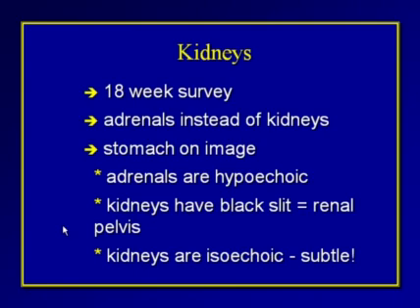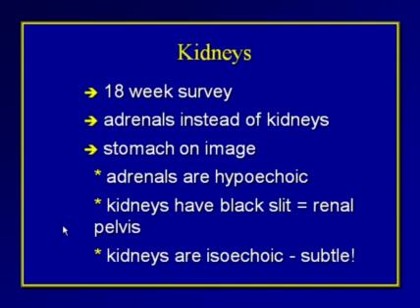A few words about mistakes that can occur in the kidneys. The kidneys in particular can be very challenging on the 18-week survey, and a typical mistake is that the adrenal glands are identified and labeled as kidneys rather than the kidneys themselves. Your clue that you could be looking at the adrenal glands is if the stomach is on the image, because the stomach is typically higher than the level of the kidneys.